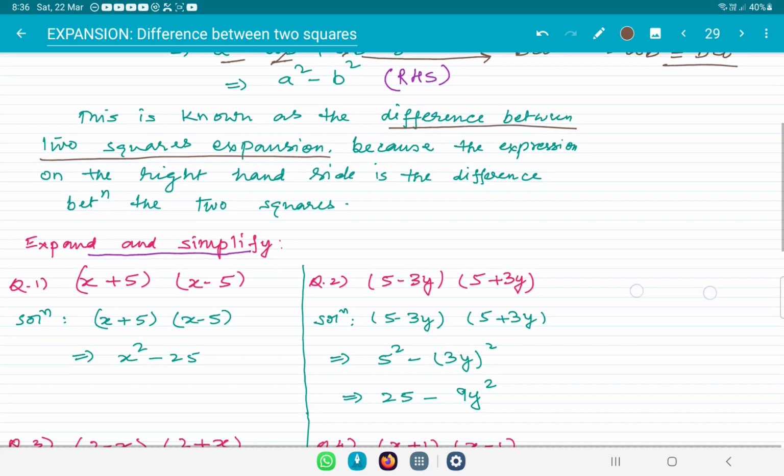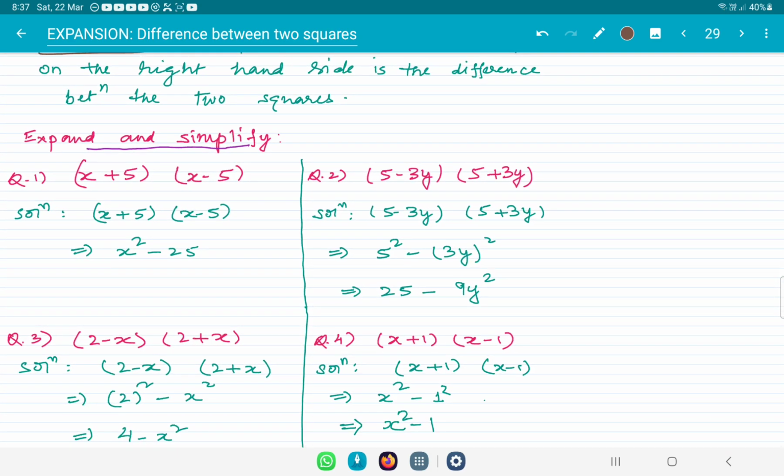Now we are doing different sums based on the identity, the difference between two squares. Every time you should write the identity and then use it. So the first question is (x plus 5)(x minus 5). When we compare it with our identity (a plus b)(a minus b), a is x and b is 5. As we know, (a plus b)(a minus b) equals a square minus b square, so this becomes x square minus 25.